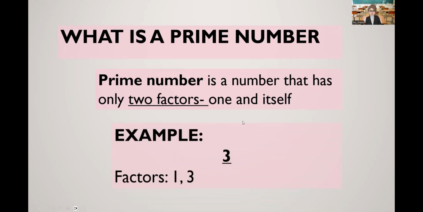Example, 3 is a prime number. Why? Because the only factors of 3 are 1 and 3. So if we multiply 1 times 3, that is equal to 3. There are no other factors of 3.